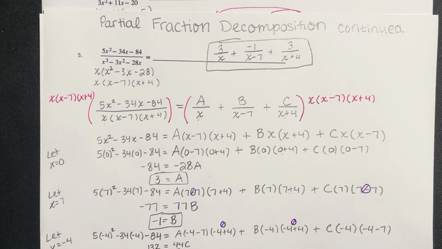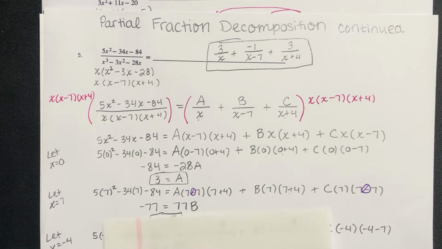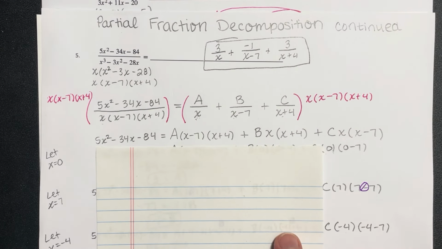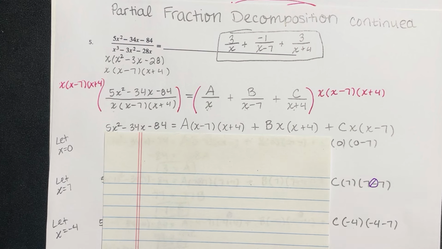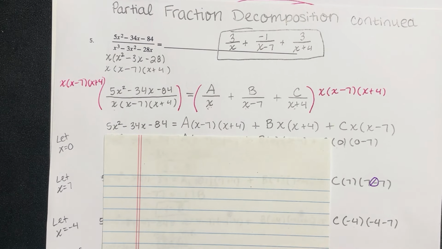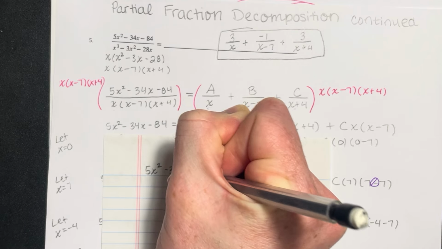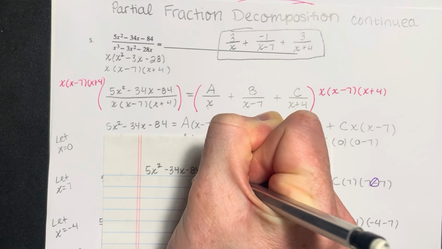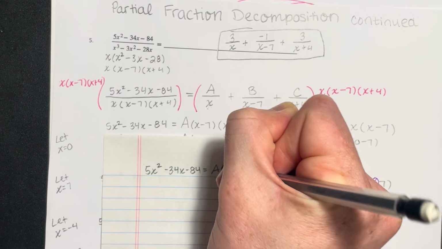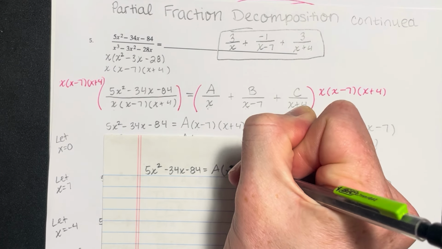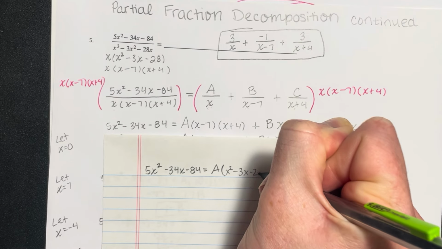But you could do this with a system of equations. So if I take the original equation that we had before we started doing the critical value method, we would multiply out and distribute what we have. So I'm going to do that right here, but I'm not going to finish this all the way. I'm just going to kind of set some things up for you. This would be a times x minus 7 times x plus 4, which is x squared minus 3x minus 28.